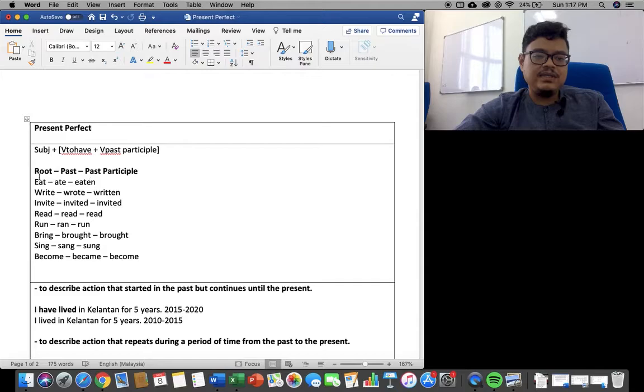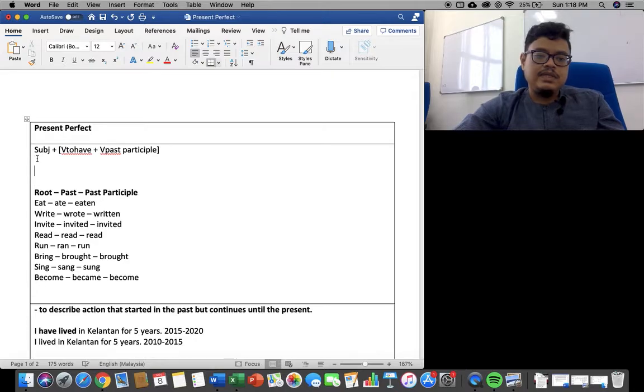So here, the root verb eat, the past tense form ate, or for regular verbs, you just add d or ed, right? But for irregular verbs, some verbs you have to change the whole word, right? So eat, the past tense is ate, and the past participle for the word eat is eaten. So here, the subject could be anyone.